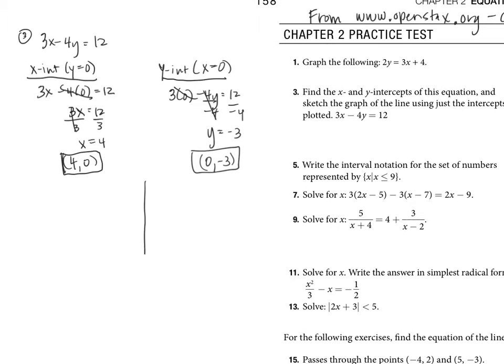Now we just need to plot those 2 points, and then we can connect. Wow, that was bad. Then we can connect them to make a line. 1, 2, 3, 4.